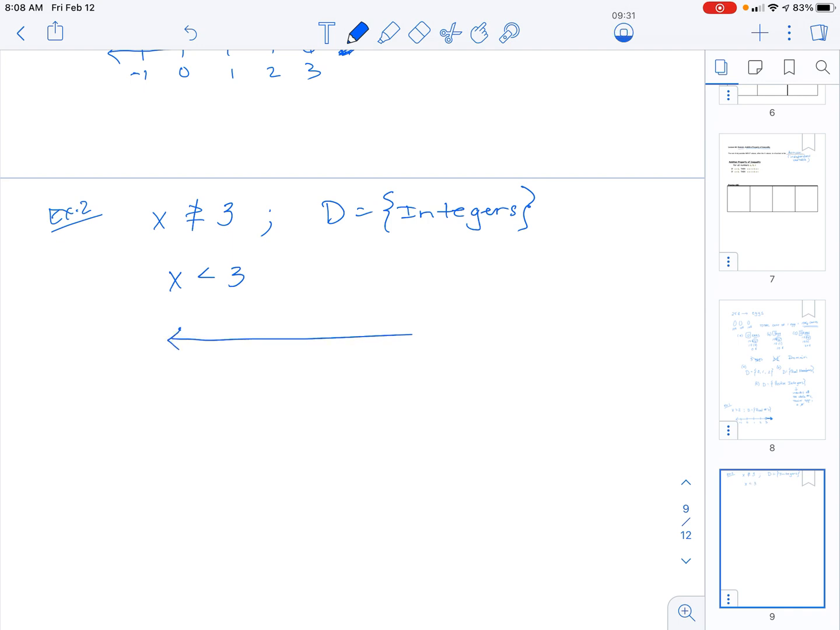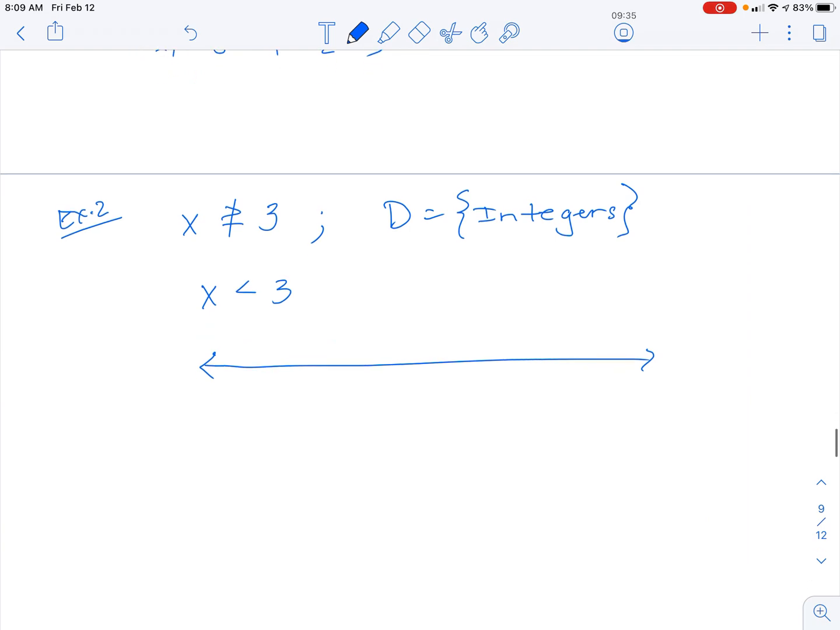So to graph this, I'll just put -2 down here. -1, 0, 1, 2, 3, 4, 5. We'll just go since my number line can handle all those numbers. So x is less than 3. So it doesn't include 3. Now be careful, because here's where I want you to think with me for a minute.